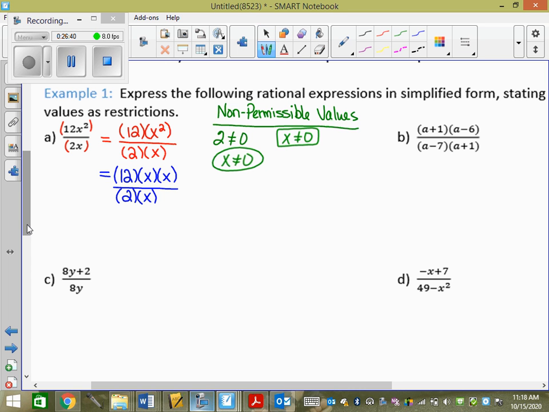Now I can do 1 for 1. So I can take 1x off for this 1x. That's it. I stated my non-permissible values before. If I didn't, I would say there are none. So we'll state before we cancel. And then when there's just a number, you can see, can I take something out of both of these? A 2. 2 divided by 2, I'm left with a 1. 12 divided by 2, I'm left with a 6.